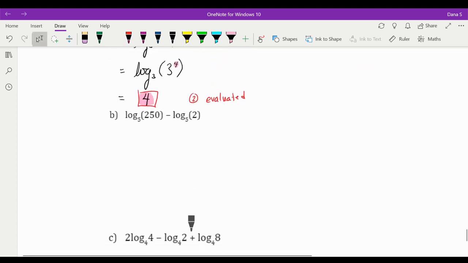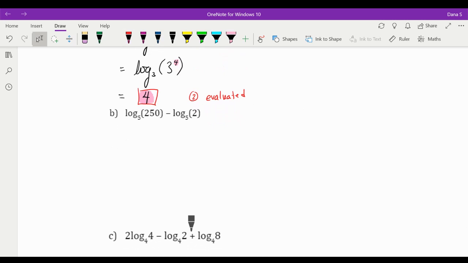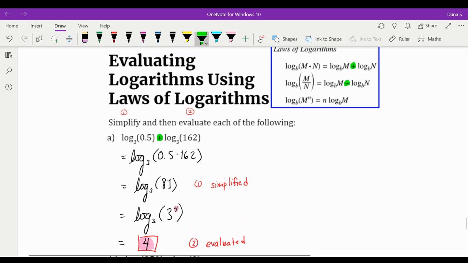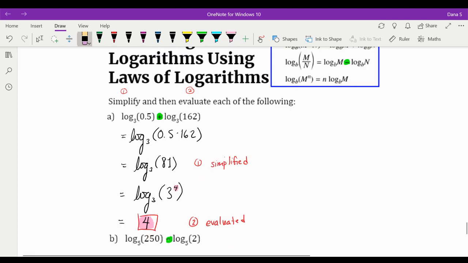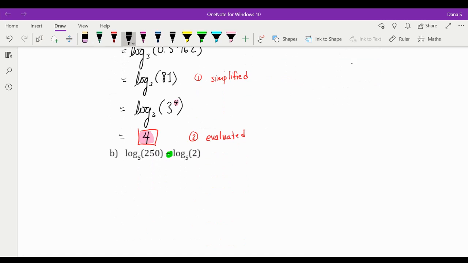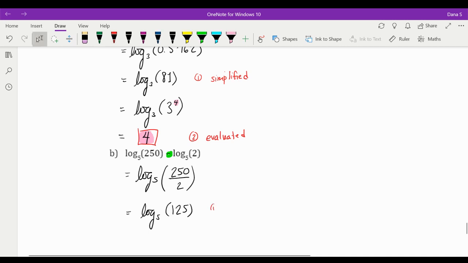For part B, log base 5 of 250 minus log base 5 of 2. This is now a difference of two logarithms. So for this one, we would be using the quotient law of logarithms. So log base 5 of, in the numerator, 250 for the argument, and in the denominator, 2. This produces log base 5 of 125. So this is now simplified, and then we can go and evaluate it.